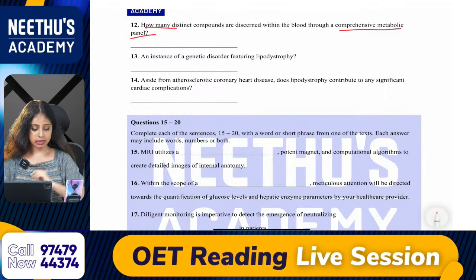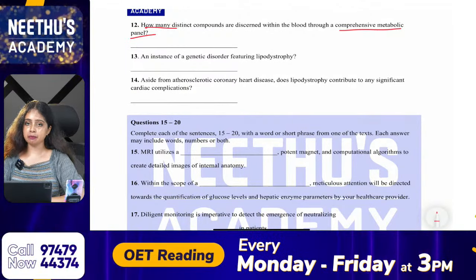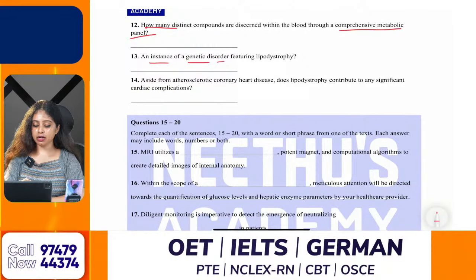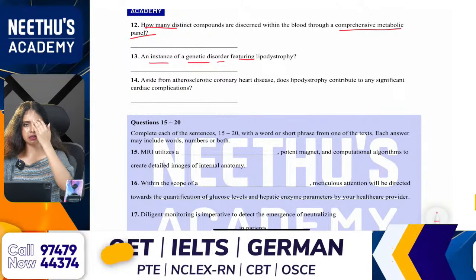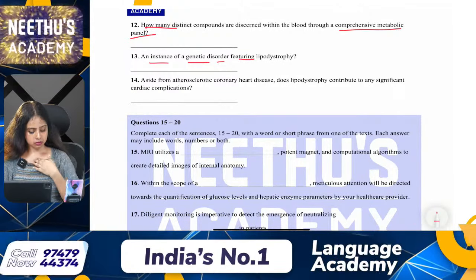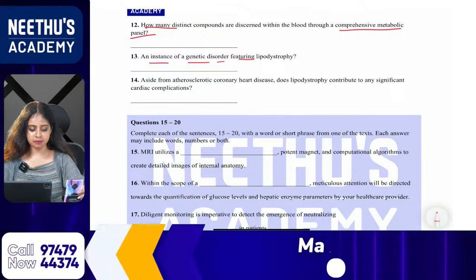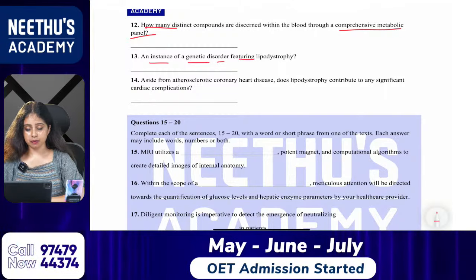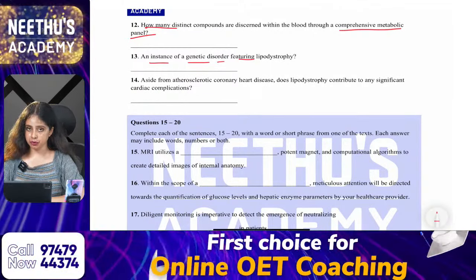Alright. 13th one. An instance of a genetic disorder featuring lipodystrophy. So, what is the answer? The question number 13. Any idea? Yes, Alphonse, do you have any idea? Question number 14. Sorry, question number 13. An instance of genetic disorder featuring lipodystrophy.